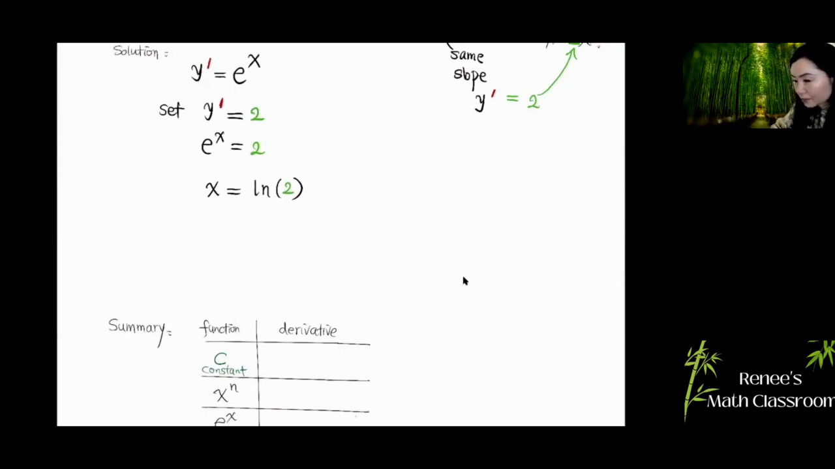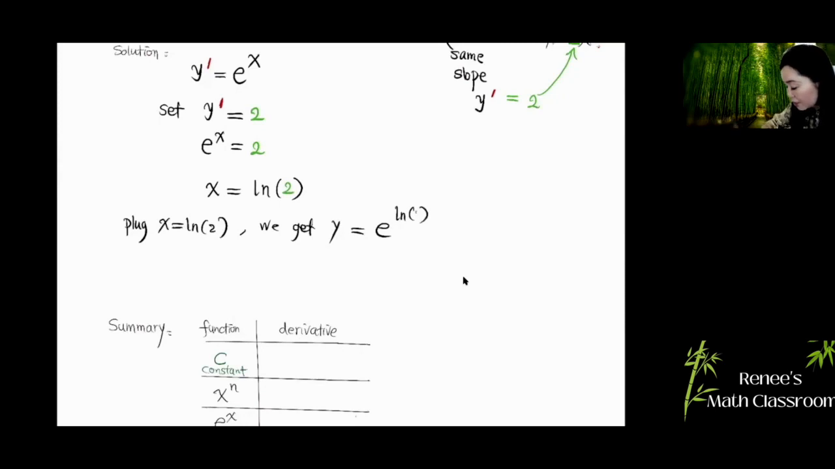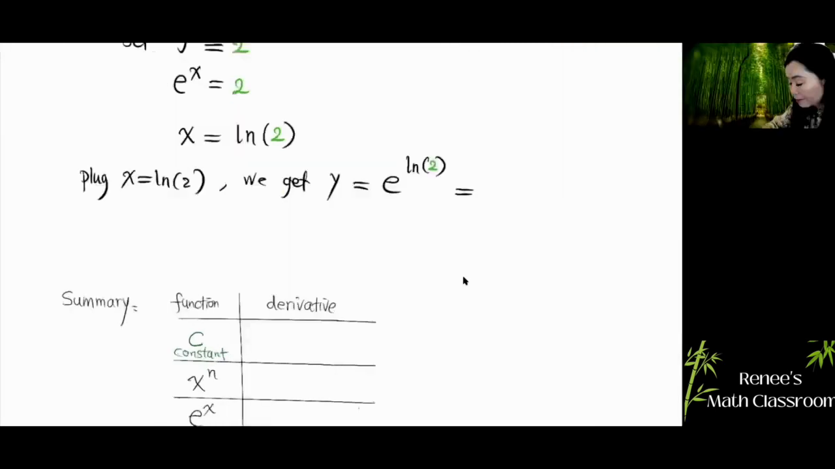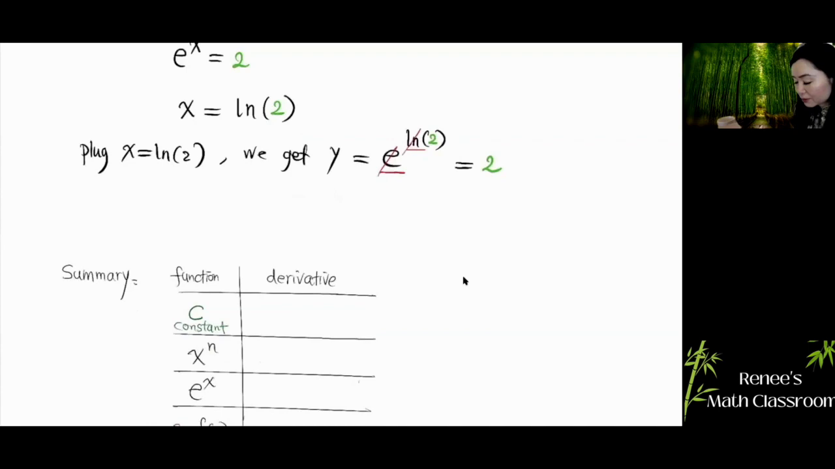Okay. So we're going to plug x equal to ln of 2. We get y is e to the ln of 2. What's e to the ln of 2? Anyone? Remember this base e exponential function and base e log? They are inverse functions. So when you compose this way, it will cancel, and that will give you 2. You got it.